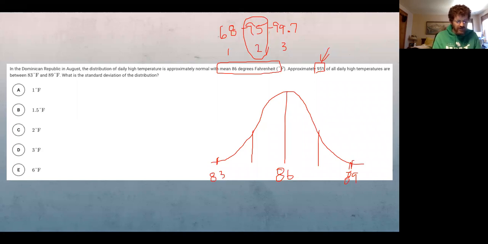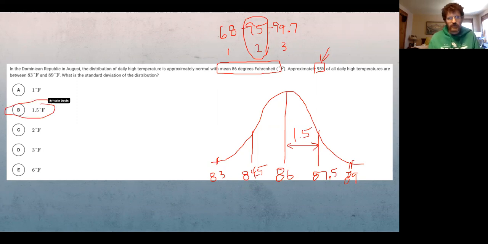Between 83 and 86, I've got 84.5, and then I've got 87.5 right here. So of course, none of those are my answer. What is the answer is the difference between these two, between any two, and that's 1.5. So my standard deviation is B, 1.5 degrees Fahrenheit. Right, and hopefully that is making sense for you.